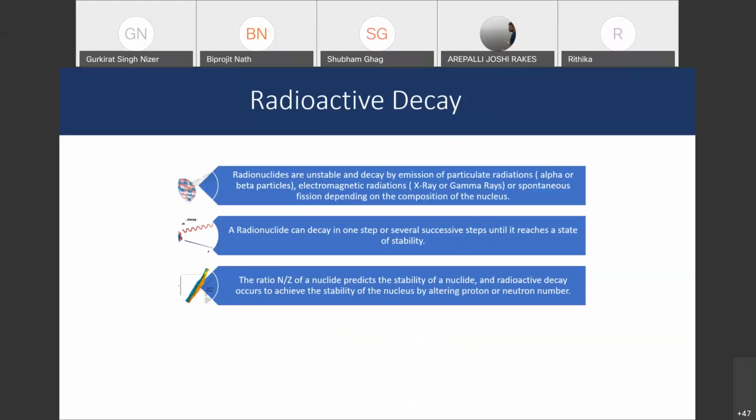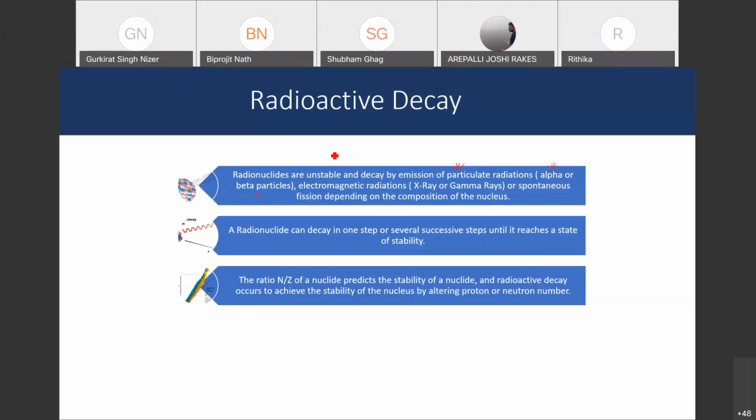So we'll talk about radioactive decay, and we know that all radionuclides are unstable, and as something is unstable, it wants to attain stability. So how does it attain stability? It attains stability by decay. And this decay process to attain stability can be of three different types. It can be a decay by emission of particulate radiations like alpha particles or beta particles.